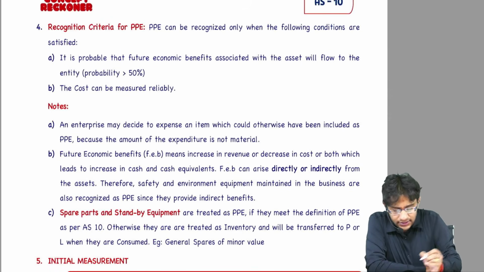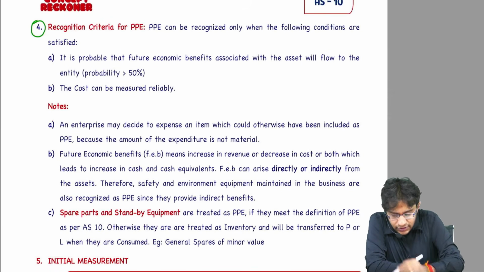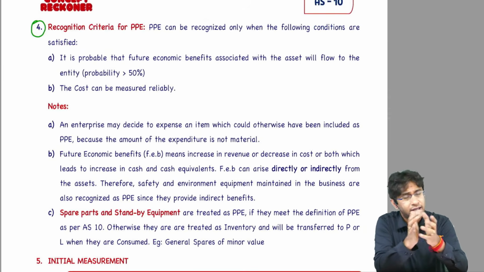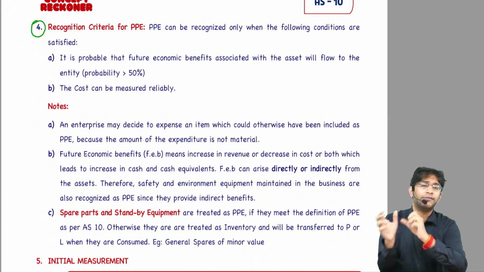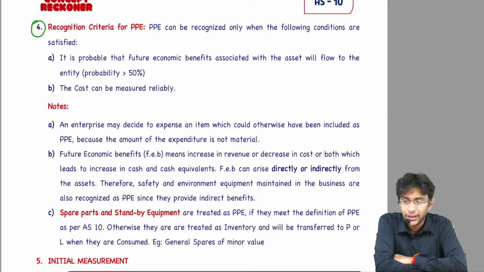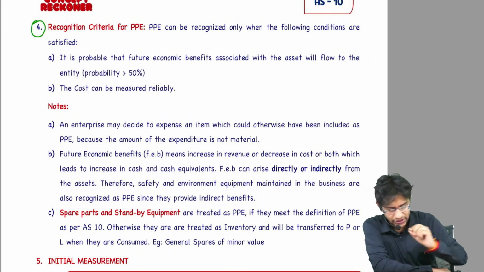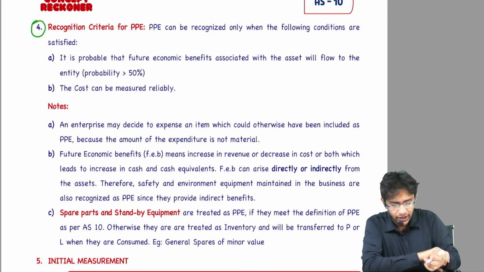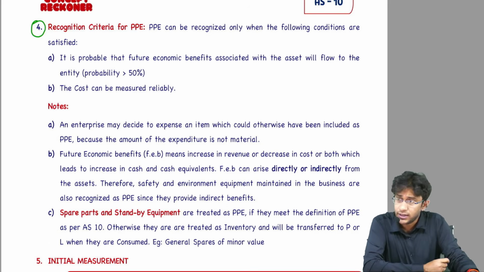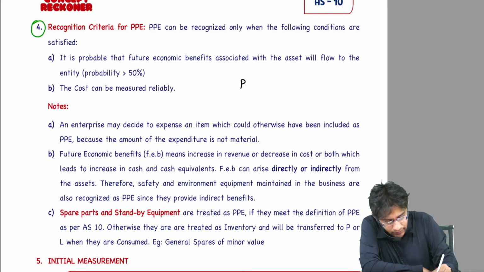Straight away, let's come to the most important part, which is called the recognition criteria. For that matter, take any asset standard, the recognition criteria will be the same. First of all, what is the meaning of recognition of PPE? Now, it's a simple point, guys. For example, when you buy an asset, let's say you purchase a plant and machinery, what is the entry you write? You write an entry like plant and machinery account debit to bank.